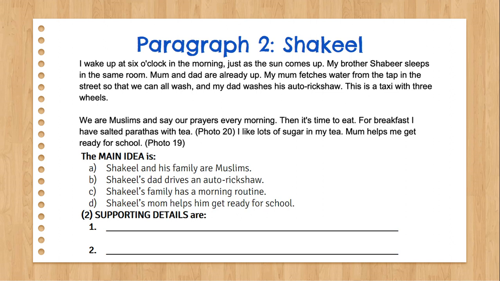So for this one, paragraph 2, you need to choose the main idea from A, B, C, or D. So is the main idea A, Shakeel and his family are Muslims. B, Shakeel's dad drives an auto rickshaw. C, Shakeel's family has a morning routine. Or D, Shakeel's mom helps him get ready for school. So choose A, B, C, or D, and then tell me the 2 supporting details that back up the main idea. Okay, and remember to pause the video so you can get this done.